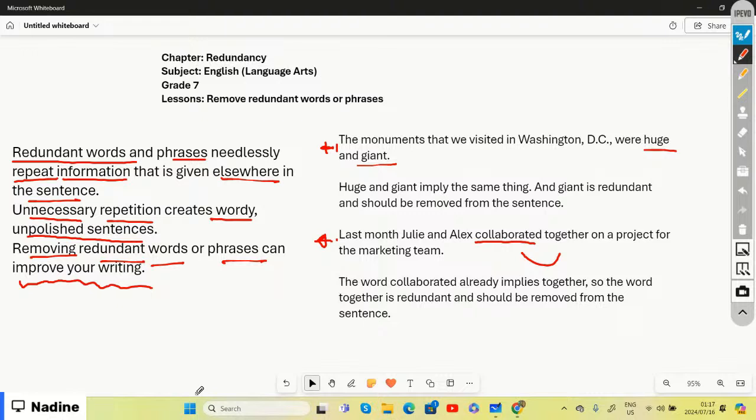All right. So we removed the word huge, which is redundant, and we only left the word giant, which is basically huge.